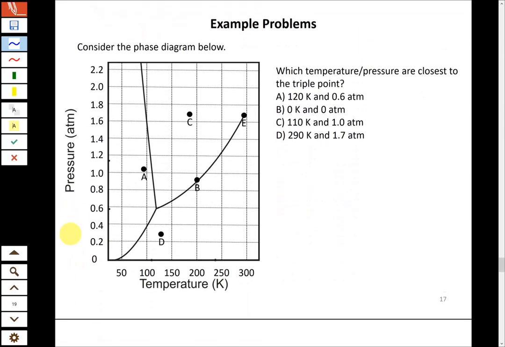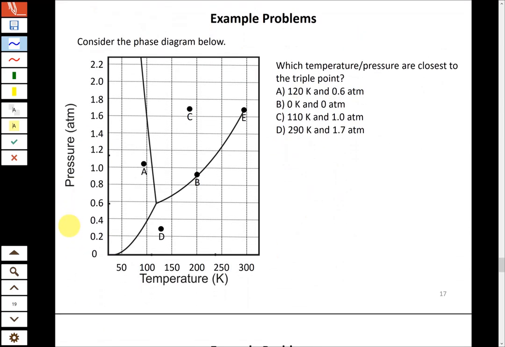And then we have which temperature and pressure are closest to the triple point. So if we ask you to identify the triple point in a diagram, that's where all 3 of the lines come together, the solid-liquid, liquid-gas and solid-gas lines. So all 3 of those lines come together right there, that intersection point, and we just want to know which temperature and pressure give that the best.